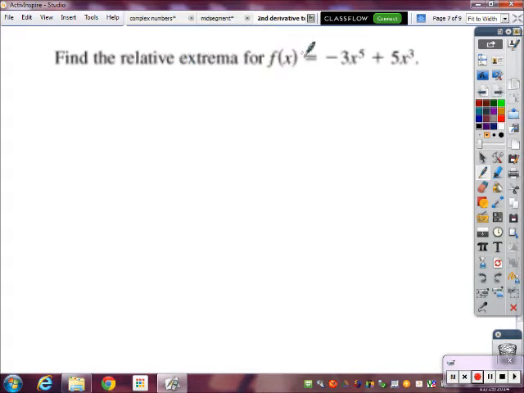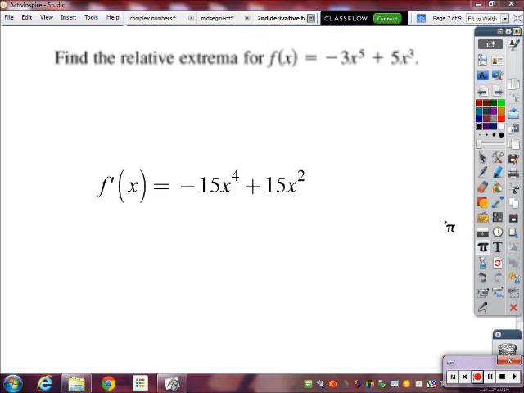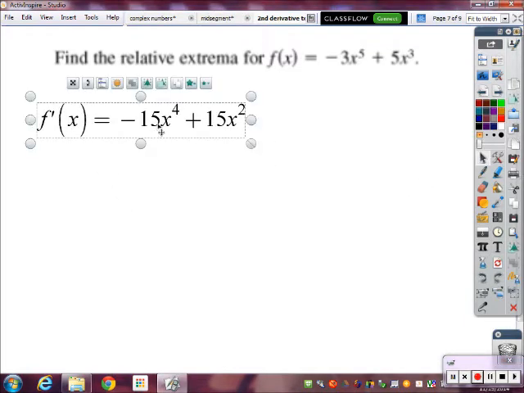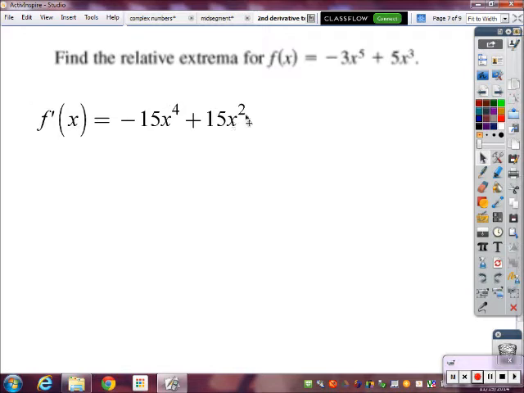Find the relative extrema for f of x equals negative 3x to the fifth plus 5x cubed. So to use the second derivative test, first I find the first derivative and where the first derivative equals 0. My first derivative is f prime of x equals negative 15x to the fourth plus 15x squared. And immediately I see that this first derivative would equal 0 at x equals 0. Let's see if it equals 0 at other places.